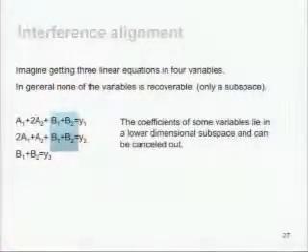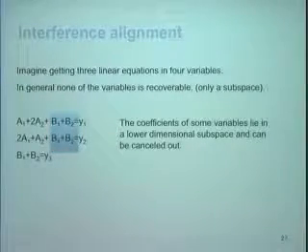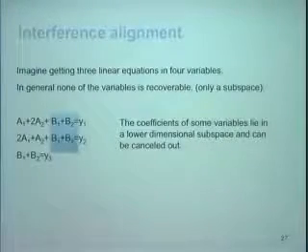Why? Because these coefficients here and these coefficients here are aligned. That means basically that the rank of this matrix, this is 1, 1, 1, 1, the rank of this matrix is only 1. And therefore, I can just get this one equation and cancel this interference and get 2 linear equations in the 2 things I actually want and recover them. Do you see what I'm trying to say here?